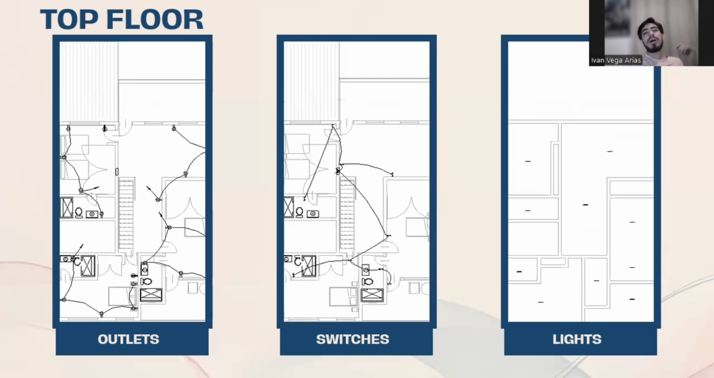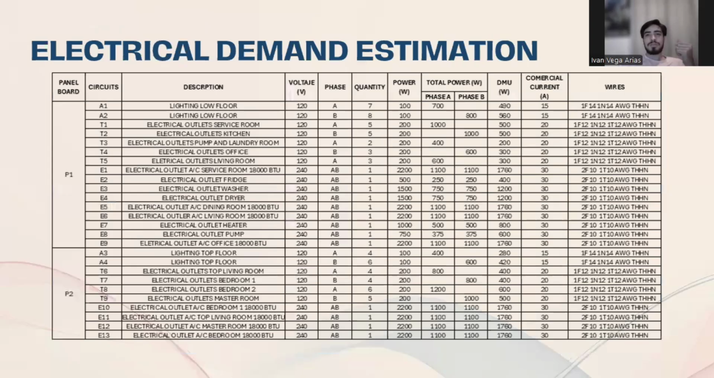Similarly, we have the top floor. On the top floor, we have only special outlets of 220 volts. We only have ACs for each zone and outlets for general uses. Then we have the switches for our luminaires, our lights, and on the right we can see the distribution of our luminaires.